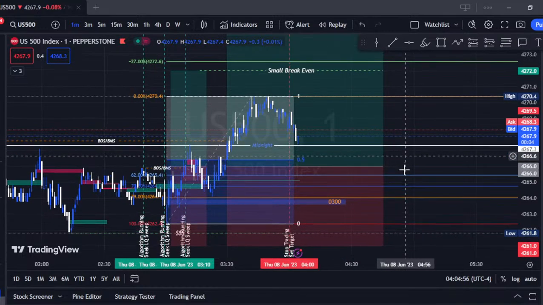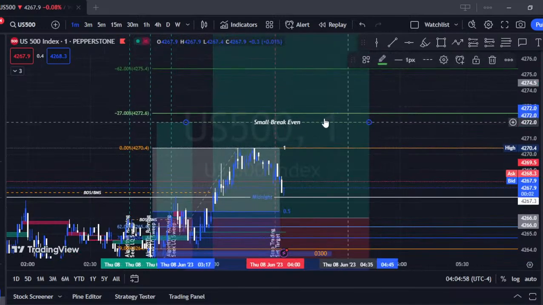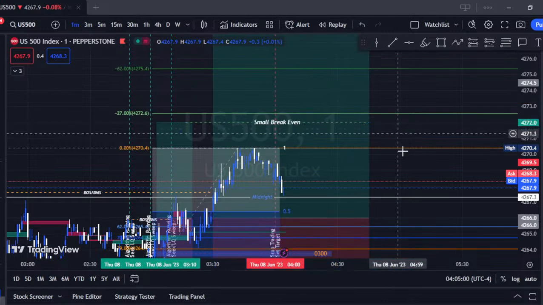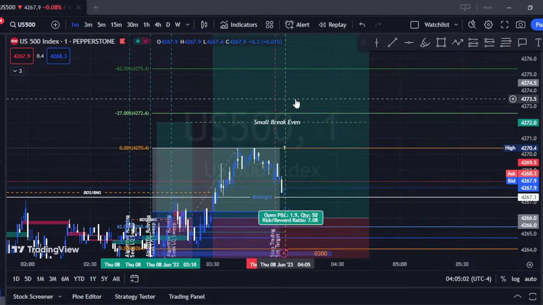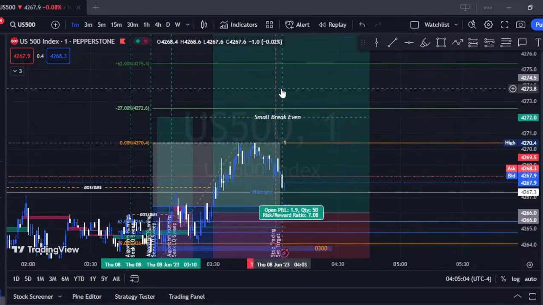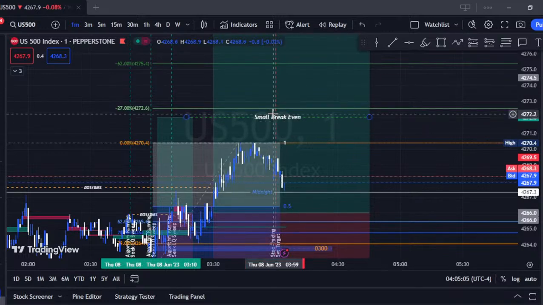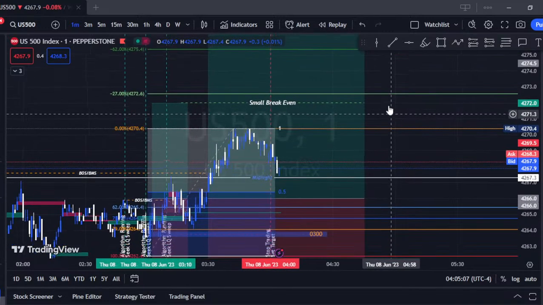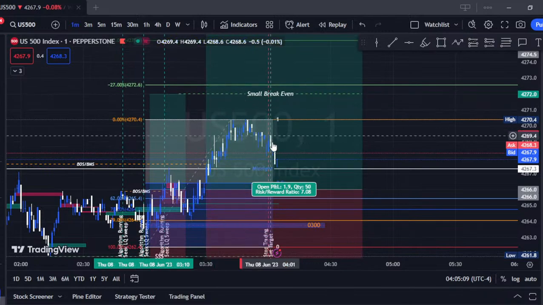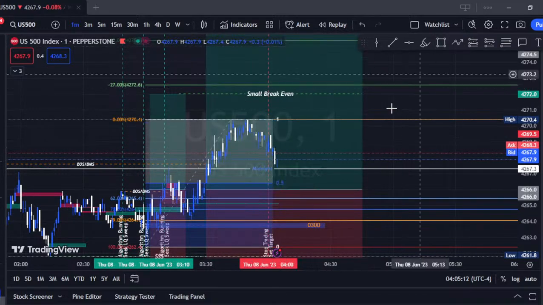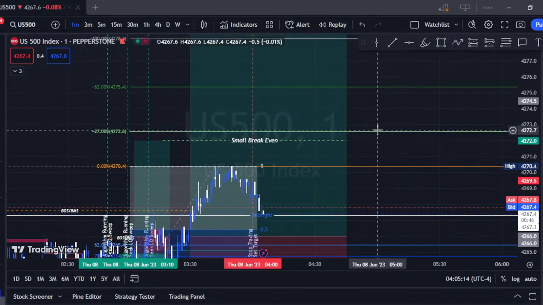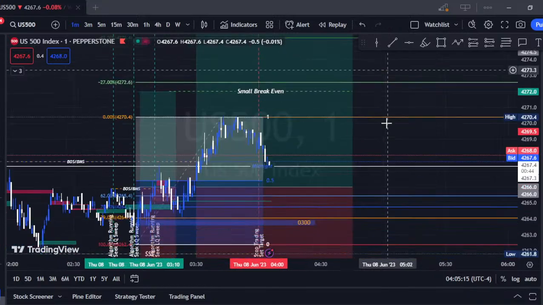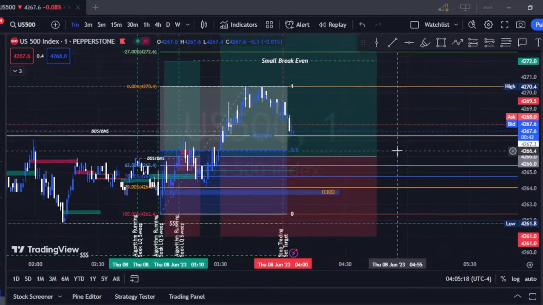So that's why I kind of move my break even a little bit upper, further to the TP, because I don't want the price to hit my break even and then just go without me, because it's kind of tricky too sometimes.